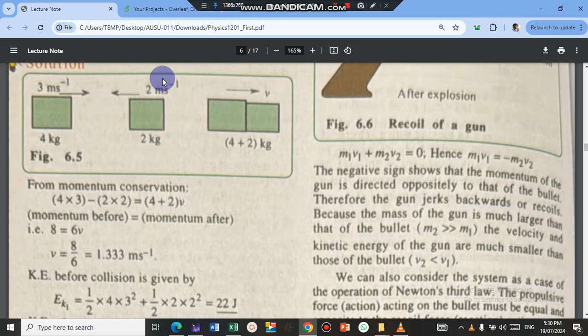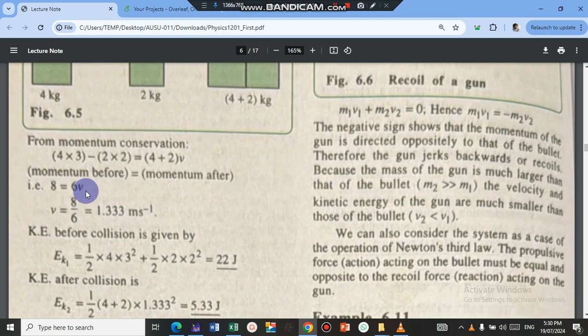So the 2 you have here times the 2 you have here is equal to the total mass of the system times their common velocity, 4 plus 2 times the common velocity v. This is why in bracket they wrote this as a guide. Momentum before equals momentum after.